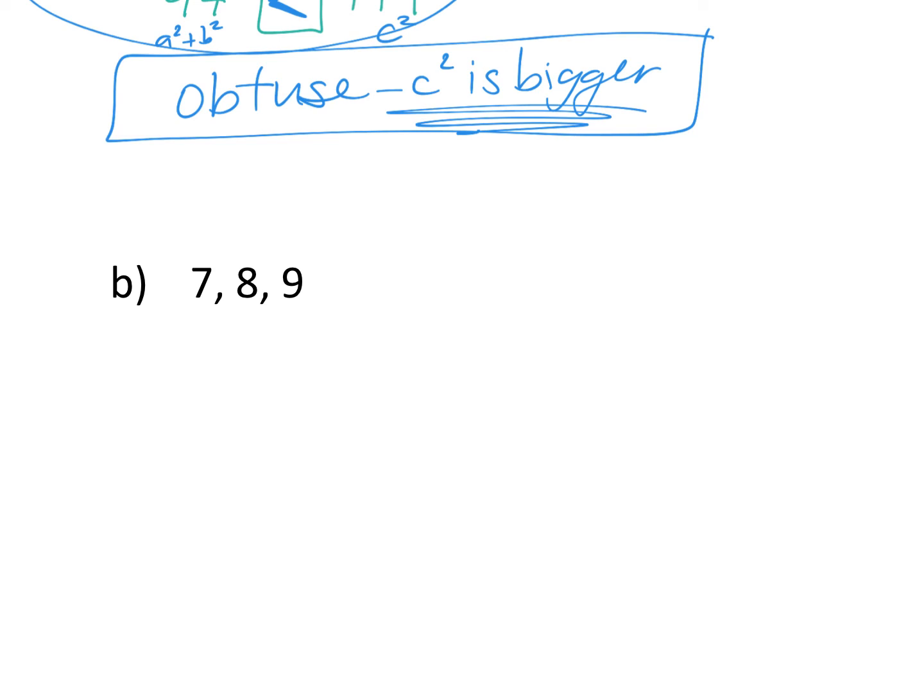All right, so let's see what you did. Tell your neighbor what you got real fast. I'm going to set this up. So this is going to be your C, right? The biggest one is your C. So 7 squared plus 8 squared somehow relates to 9 squared. If you plug that in, 7 squared plus 8 squared is 113. 9 squared is 81. So your symbol would go this way, right?